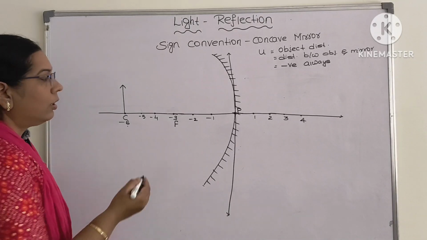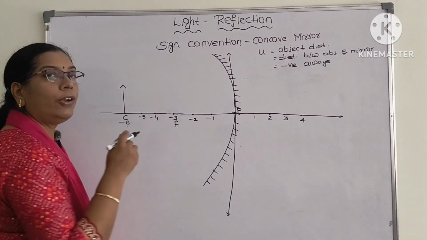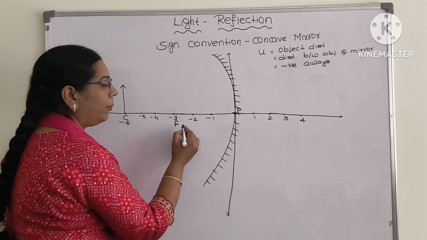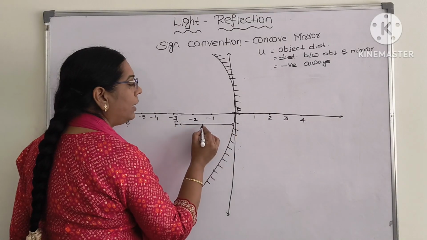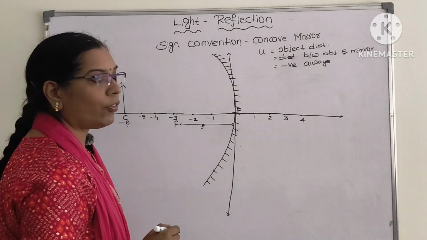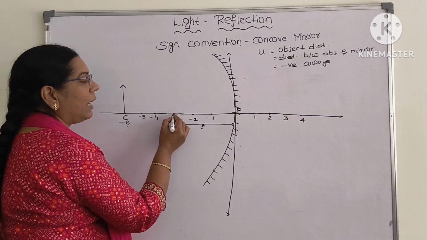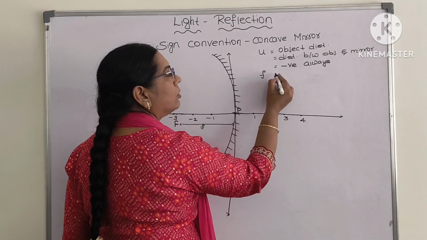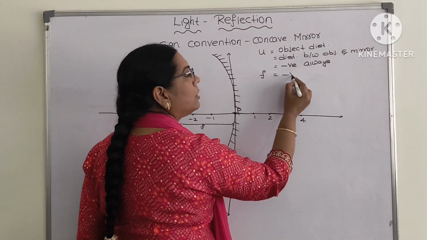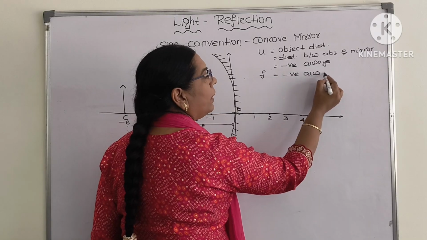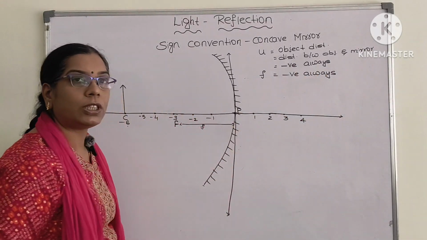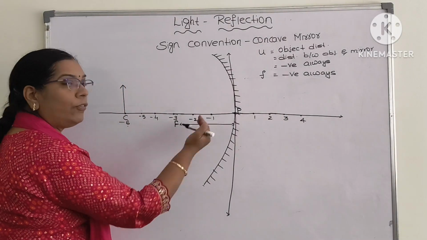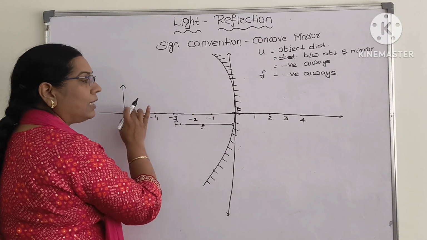Now, focus. How do you define focal length? Focal length is the distance from the focus to the mirror. From here till here is your focal length, the small f. The focus is at this point on the negative x-axis, so the focal length will always be negative for a concave mirror, whatever the position of the object. Why? Because the focus is in front of the mirror and the focal length is measured on the negative x-axis.